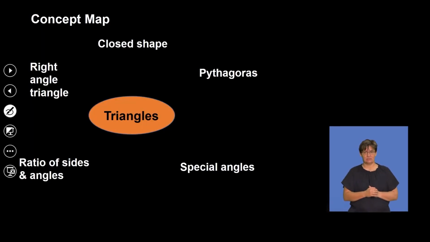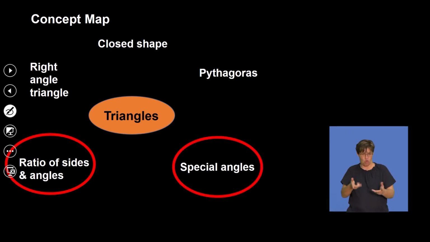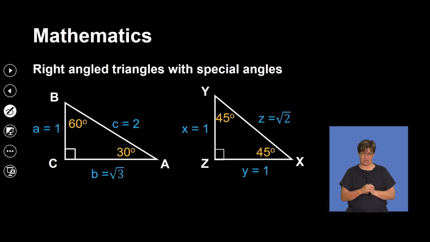Now, so far we've looked at the ratios of sides and angles. Now we're going to talk about a special type of angle, which we call a special angle. Right-angled triangles with special angles look something like this. As I said to you, 60 degrees will be in the same triangle as the 30 degrees. This is really what I meant. You can see the 60 degrees there, there's 30 degrees, and my sides accordingly.